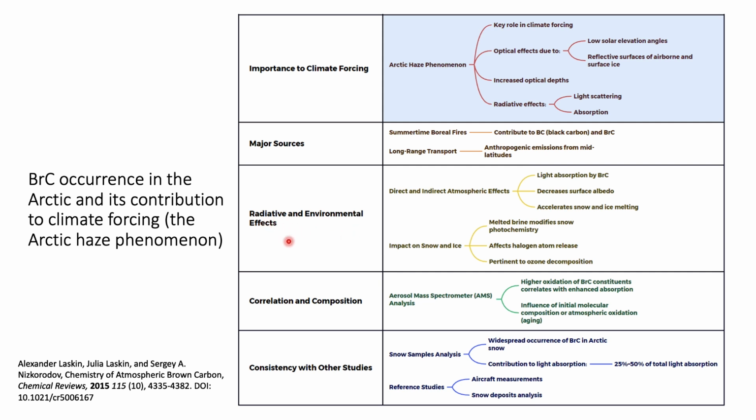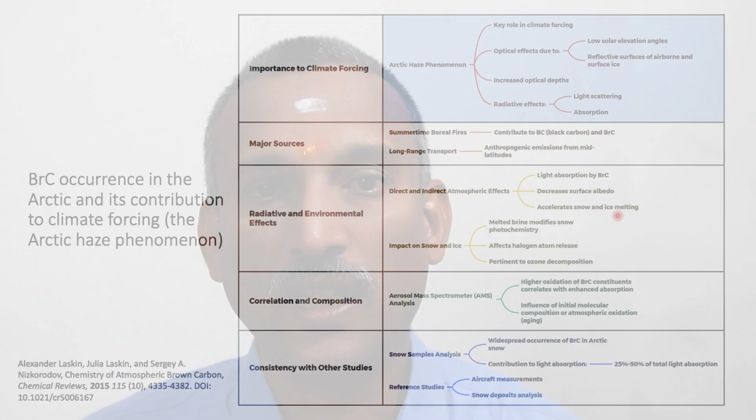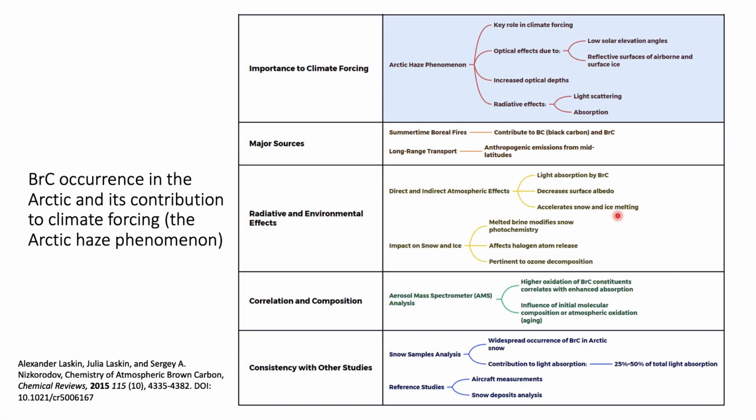Then what are the radiative and environmental effects? Direct and indirect atmospheric effects include light absorption by brown carbon. This decreases the surface albedo, and this accelerates snow and ice melting, because in the surface albedo what happens is the solar radiation after hitting the earth is again released back to the atmosphere. But if the brown carbon holds those long range radiation, then the heat doesn't escape to the upper atmosphere, it is retained in the atmosphere. So that leads to more warming in the Arctic region. That is the reason snow and ice gets melted.